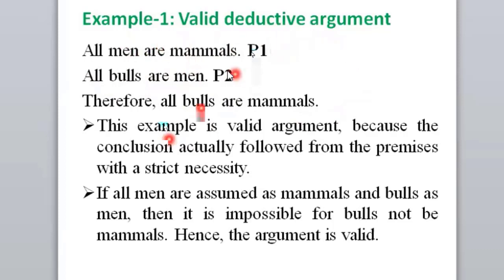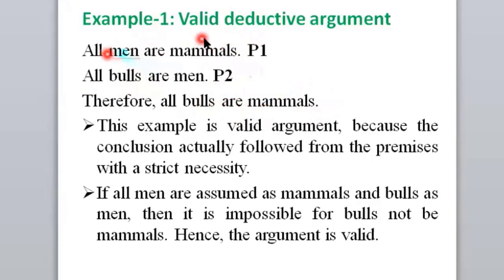As you can understand from this example, if we assume that the first and the second premises are true, all men are mammals, and all bulls are men, then from these two premises an arguer can certainly deduce that all bulls are mammals. Because if all men are mammals, that's the first premise, and if all bulls are men, necessarily, or strictly, all bulls are mammals.